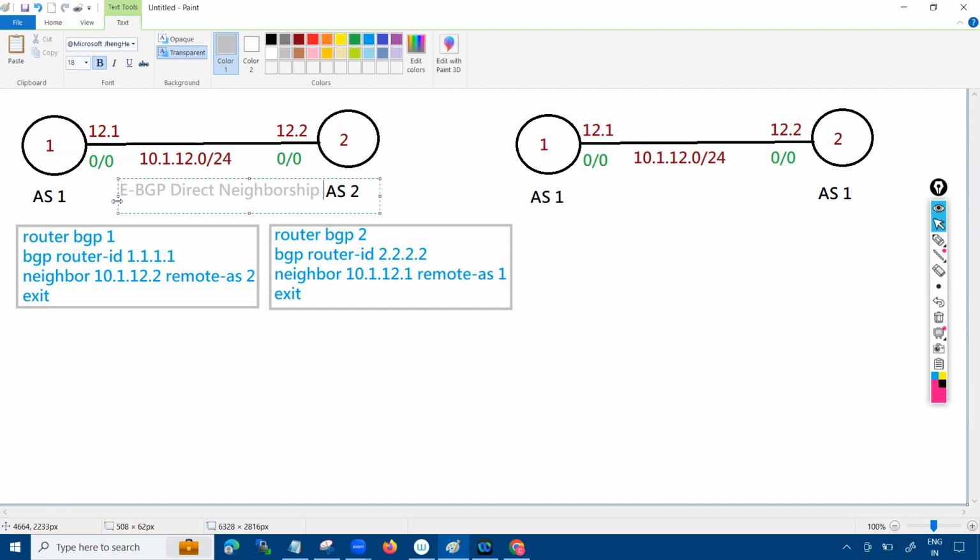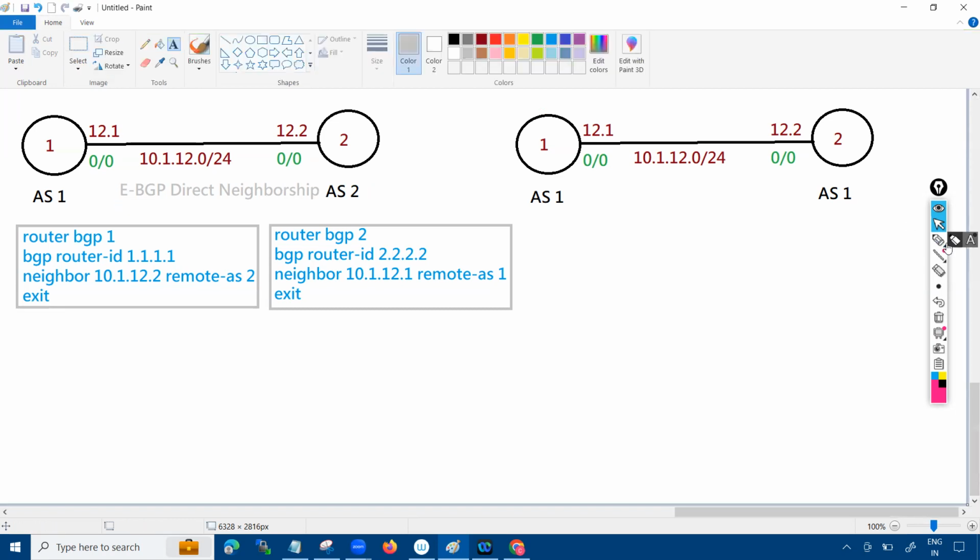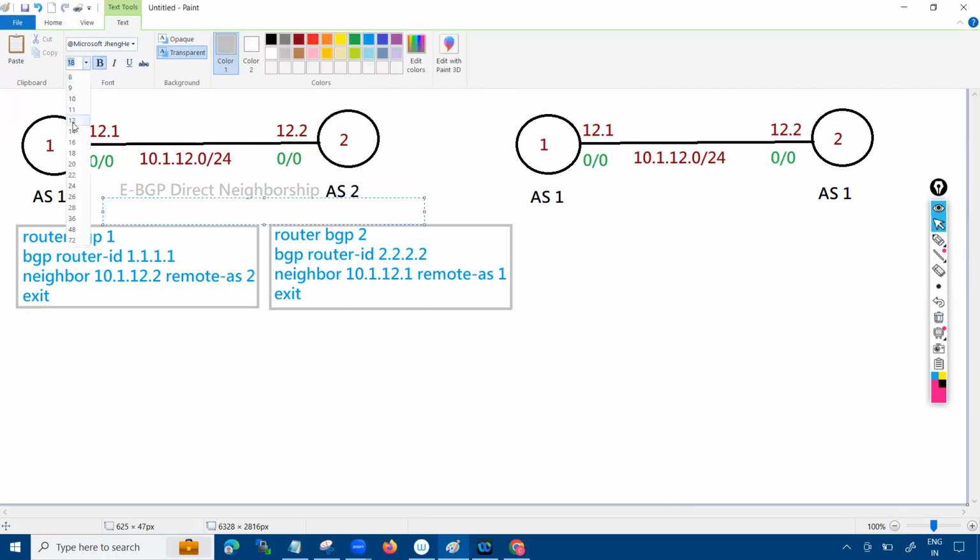You will understand the meaning of eBGP direct neighborship, hold on, don't worry about that. Why do I say direct neighborship? Because both the interfaces, 12.1 and 12.2, are part of the same broadcast domain. That means the IP addresses of the neighbors are part of the same broadcast domain. If there is a different subnet, that's called the indirect neighborship.